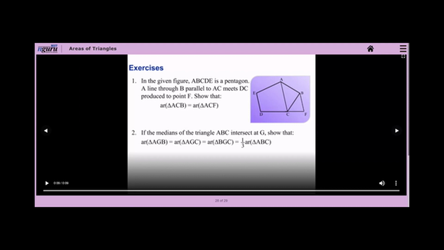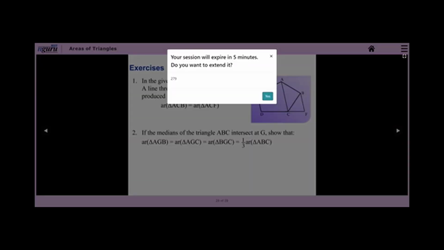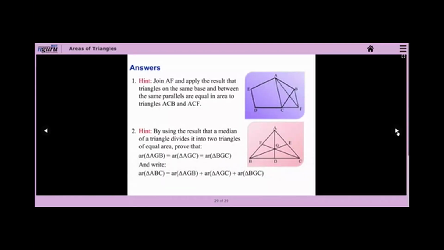Can you take a screenshot? Yes, ma'am. Try this. I will also share it in WhatsApp. Two questions. Okay, I have shared the question. Try it. Here are the hints.